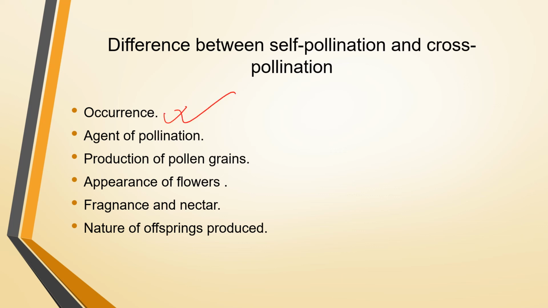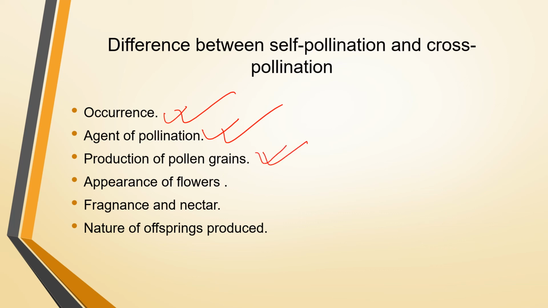Now let us move on to the difference between self-pollination and cross-pollination. Depending on the occurrence, actually we have already spoken a lot about the differences. If we depend on the characteristics of occurrence, self-pollination occurs within the same flower or between two flowers of the same plant. But cross-pollination occurs between two flowers on two different plants of the same species. Agents of pollination: in self-pollination, no agents are required. In cross-pollination, external agents like wind, water, insects, birds and animals are obviously required.